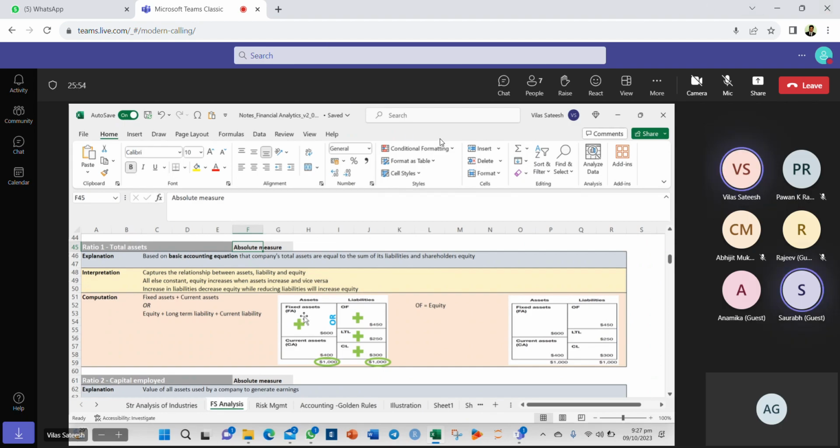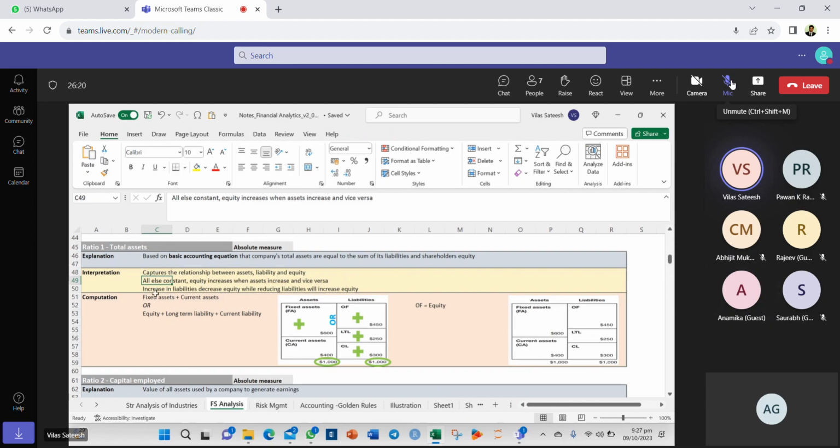If you're buying an asset, it will increase your fixed assets. But there has to be a corresponding other side also, right? So if there is no change in the long-term liability or current liability, it means that the owner has funded that. That is why it says that all else constant, the equity will actually increase when assets increase.